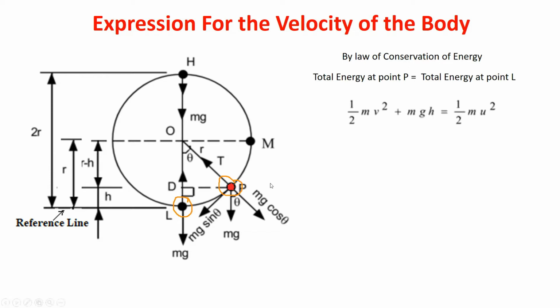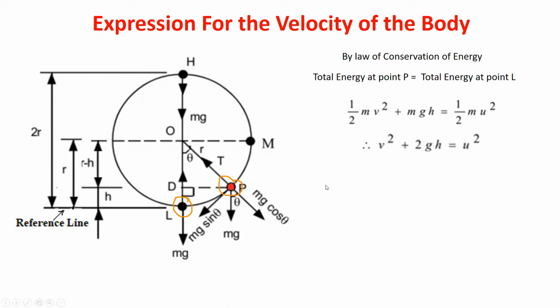Now at P, the particle has two types of energy: kinetic energy and potential energy. That's why, when we are writing total energy at point P, we are writing half mv square plus mgh, that is the potential energy. And at point L, the particle has only kinetic energy, half mu square, where u is the velocity of the particle at position L and v is the velocity of the particle at position P.